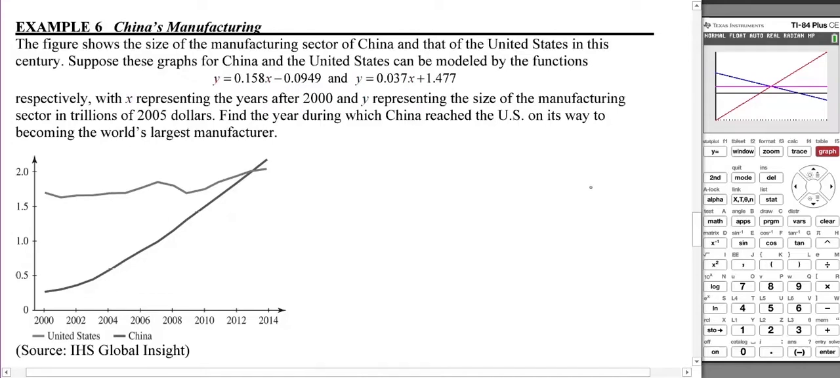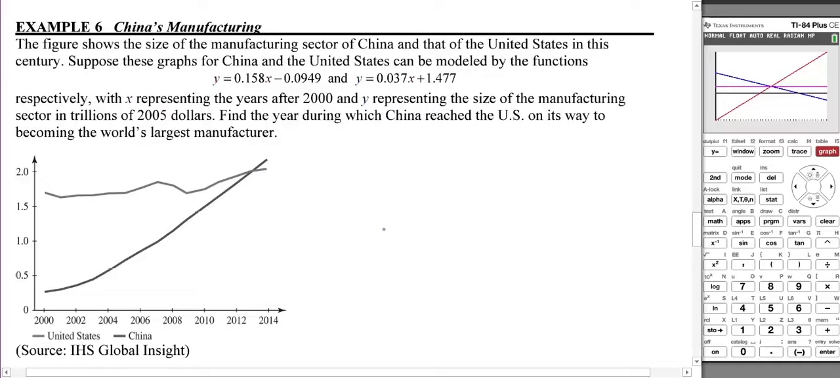In this example, the figure is showing the size of the manufacturing sector of China and that of the United States in this century. Suppose the graphs for China and the United States can be modeled by these functions. You notice they've made them linear functions. They did some kind of a linear regression and simplified what these graphs look like with just a line.